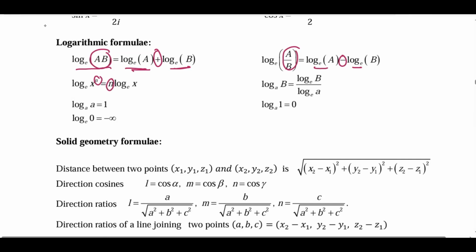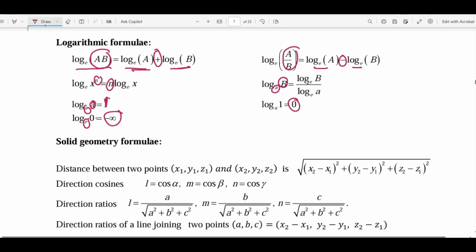Whenever it is log a of b base, we can write it as log e b divided by log e a. If both logs are the same, the value will be 1. Then log of 0 will be minus infinity. Then log a of 1 will be 0. Log value of 1 will be 0.